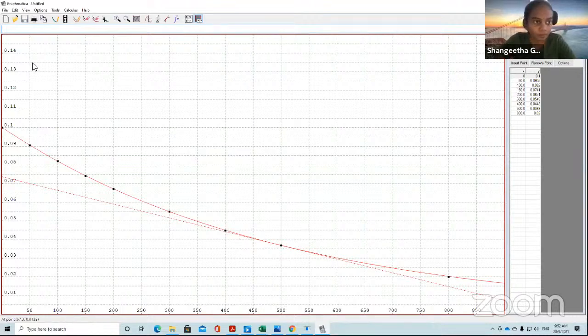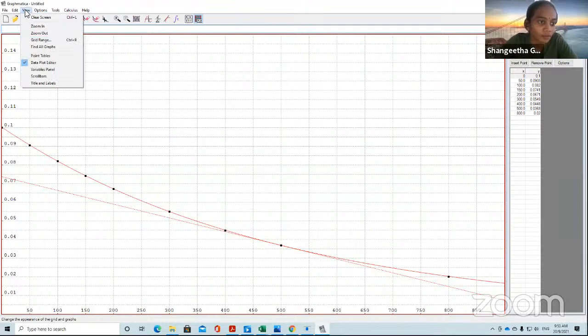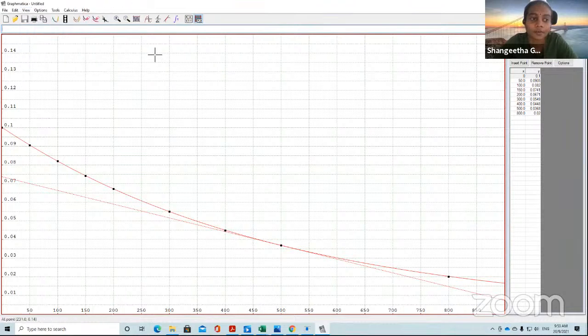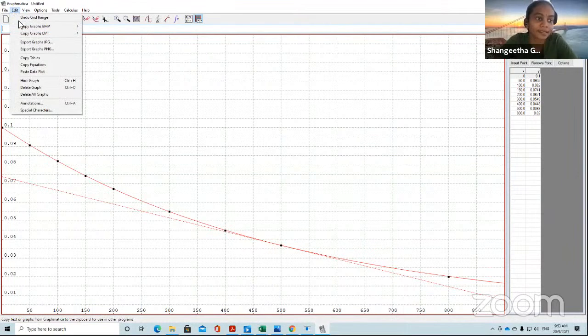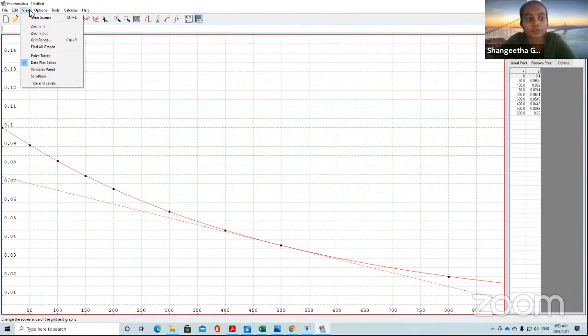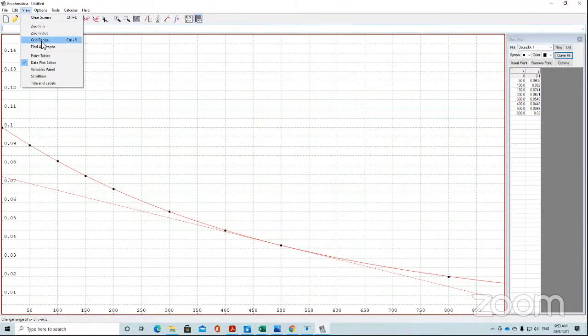If you are looking at changing the grid line, under view, grid range. If you want to get the data plot, it's data plot editor. And if you want to copy and paste your values from Excel, it's edit, paste data plot. So actually you just need to know these three main things: how to get the data plot table, how to paste your data from Excel, and also how to change it.